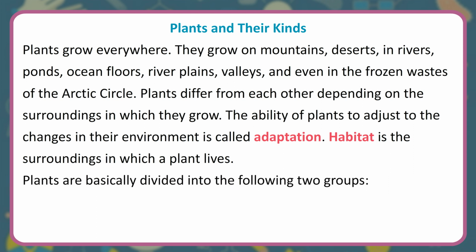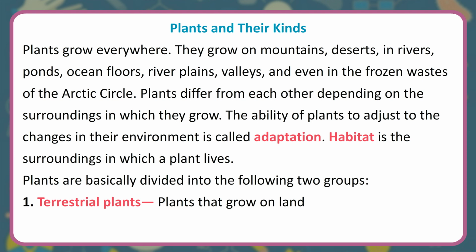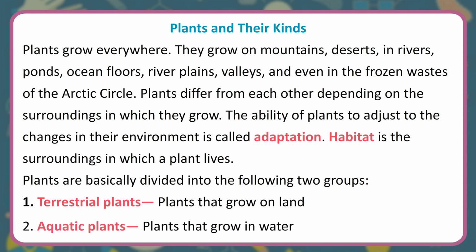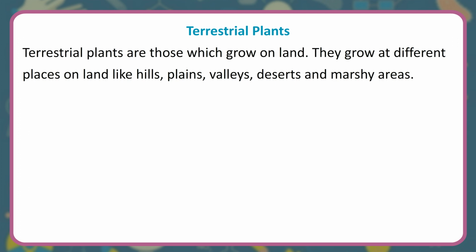Plants are basically divided into the following two groups. 1. Terrestrial plants, plants that grow on land. 2. Aquatic plants, plants that grow in water. Terrestrial plants are those which grow on land. They grow at different places on land like hills, plains, valleys, deserts and marshy areas.